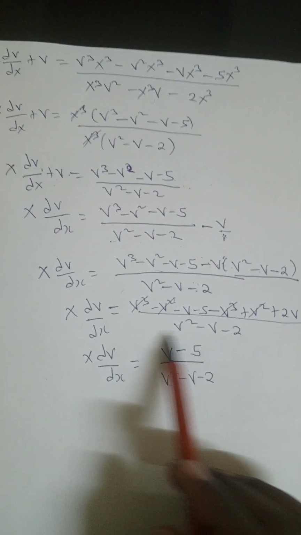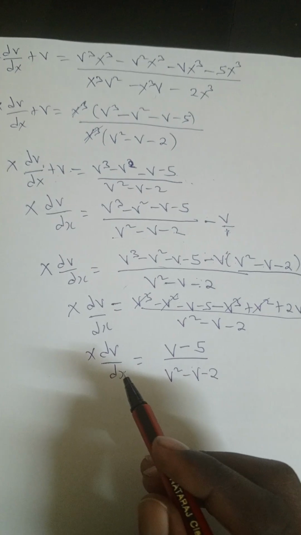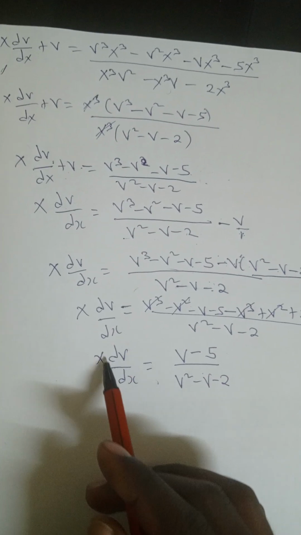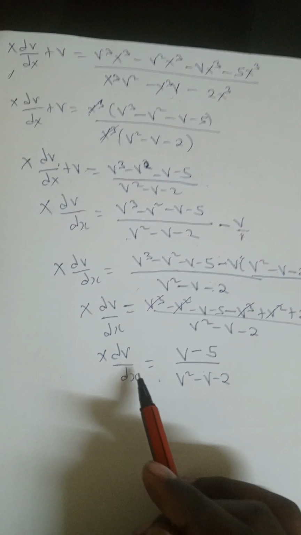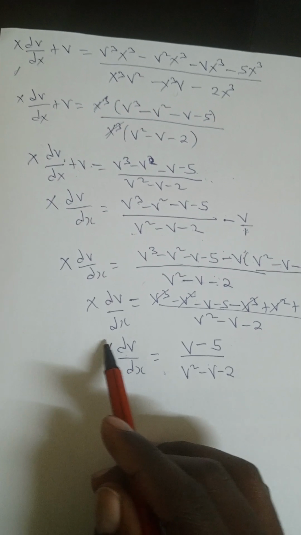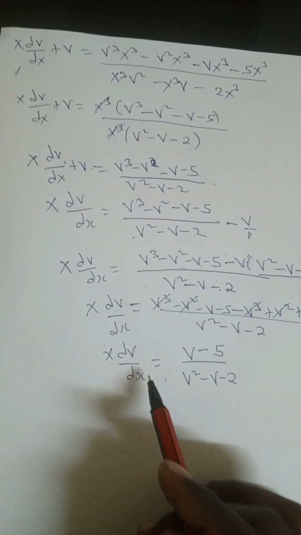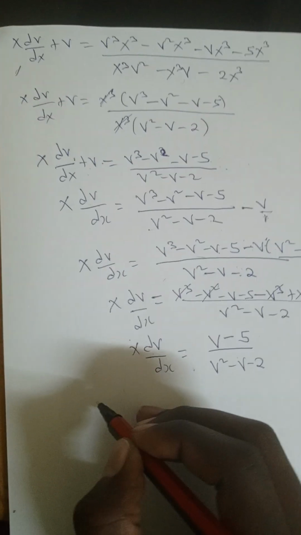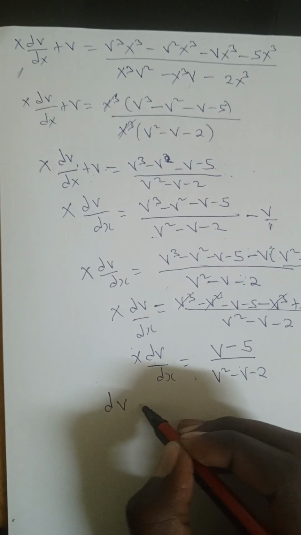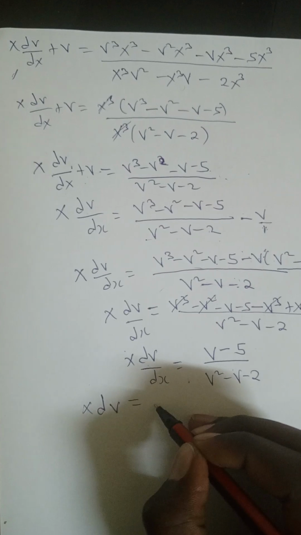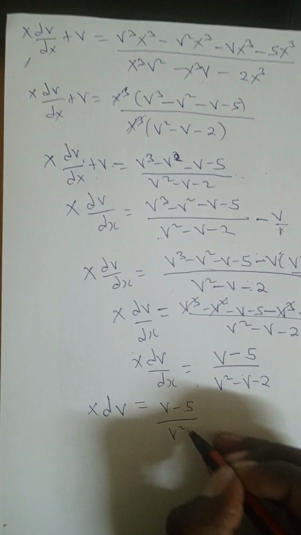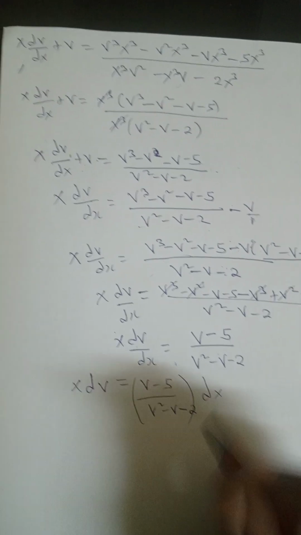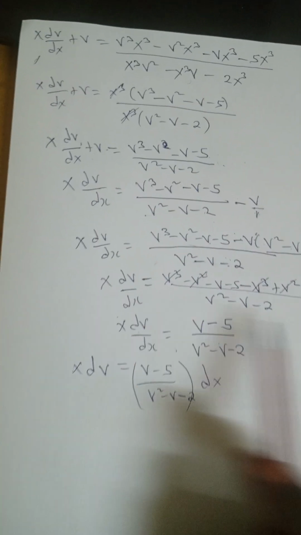Now from here, we need to put this function into a form where we have the function of v on the same side with the dv, and the function of x, which is x, on the same side with the dx. So let's take dx to the right side and leave dv at the left side. So this is going to be dv over x equal to v minus 5 over v squared minus v minus 2, like this. Then dx, we have just cross multiplied. You can just multiply the whole function with dx.